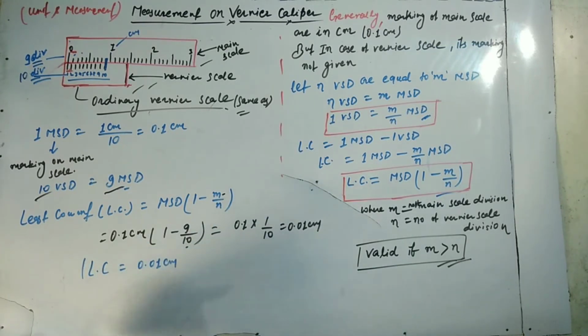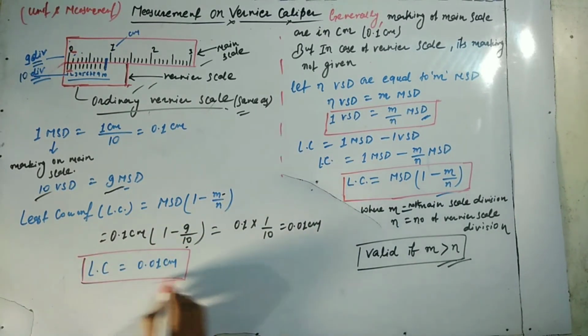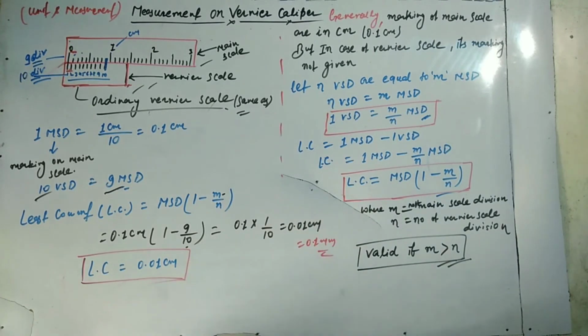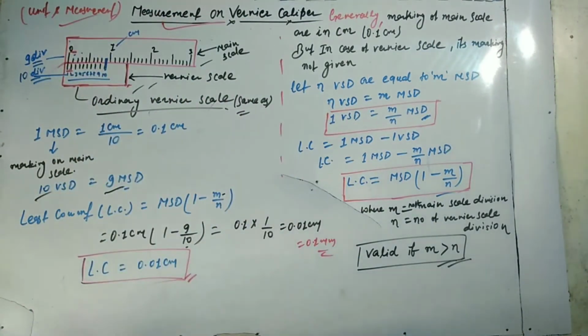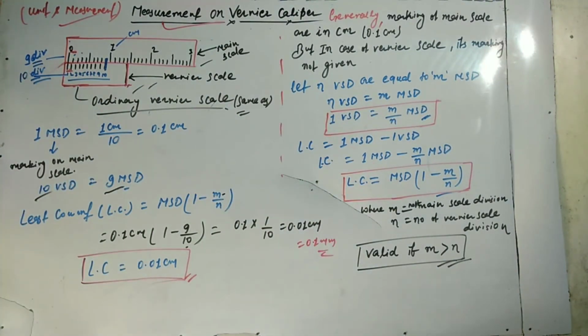And by this least count, we can measure the instrument reading. We can say its least count is equal to 0.1 mm or 0.01 cm. So it is the least count for vernier caliper. By this least count, we can measure the reading for any instrument or any small size of object. So this is the measurement for vernier caliper.